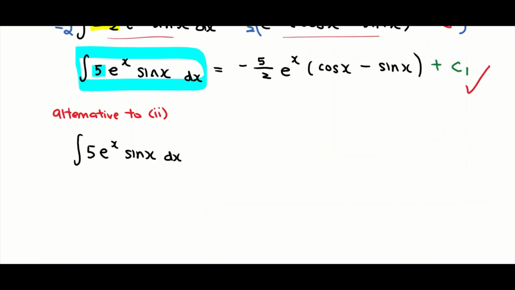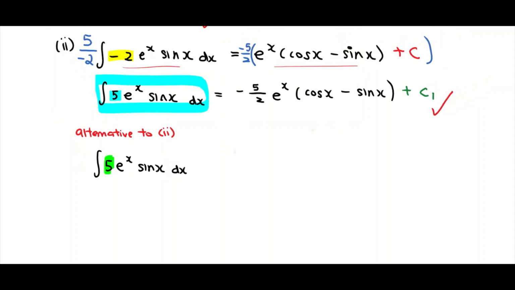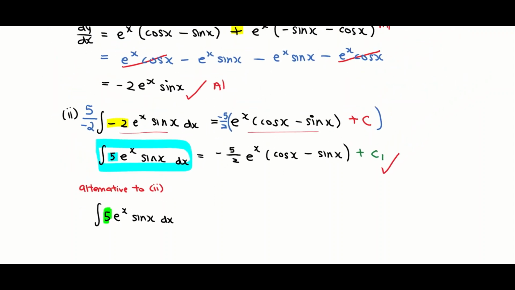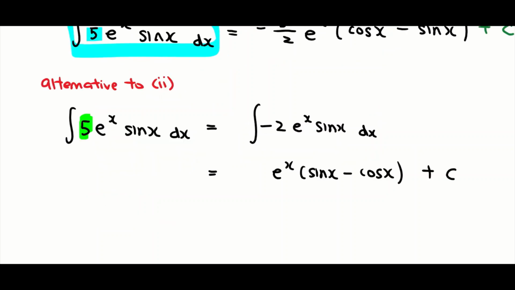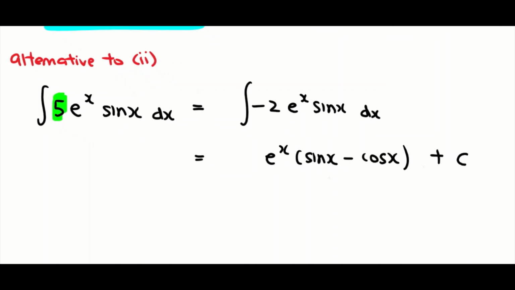I will show you the alternative to part 2. If I start from what they want us to find with scalar 5, I will compare with what I have in the original part 1. Part 1, I start out with negative 2. So I'm going to create a negative 2. If I use part 1 answer, I know when I integrate negative 2 e power x sine x, it will give me my original equation.